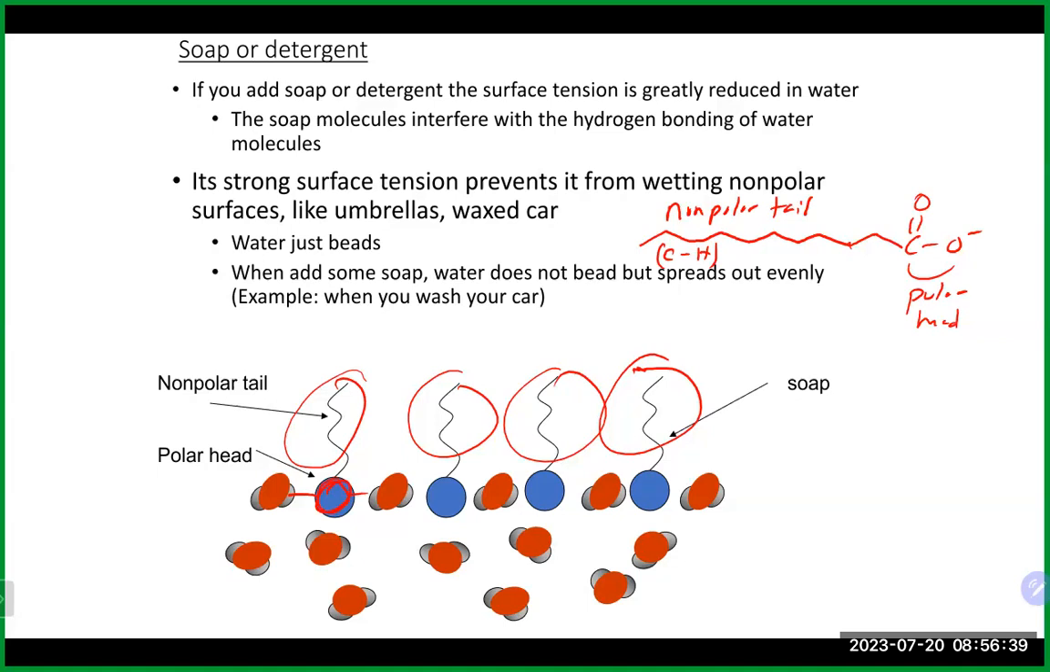And that's also how we use soap and just regular soap, right? Dirt is non-polar, so dirt gets trapped over here at the tail. We wash off the soap which has the dirt trapped, and water and that part of soap are soluble in each other, so it goes away.